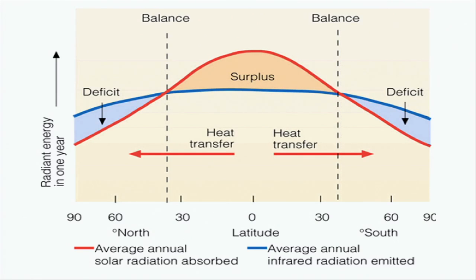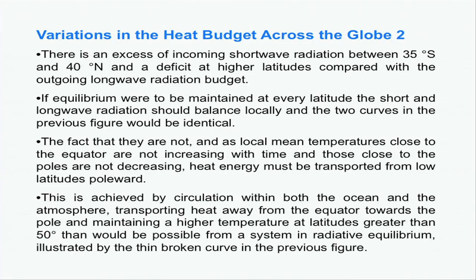So, those are the key points that you need to be aware of. We've got this local mean temperature close to the equator. It's not increasing with time, so of course we have to transport heat to the latitude region. So we've got this poleward transport of heat. How do we do that? Well, it's mainly by the atmosphere, but also the ocean contributes as well. And that has to transport heat away from the equator to the pole, and that maintains higher temperatures at those higher latitudes, greater than 50 degrees, say, than would normally be possible if we had a simple static equilibrium system, as shown in that previous figure.